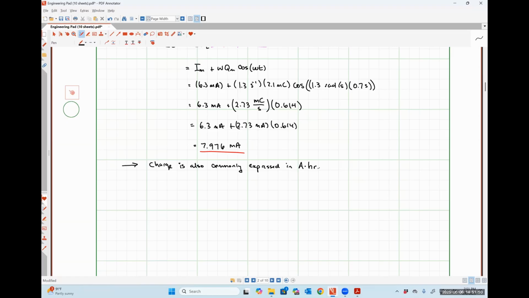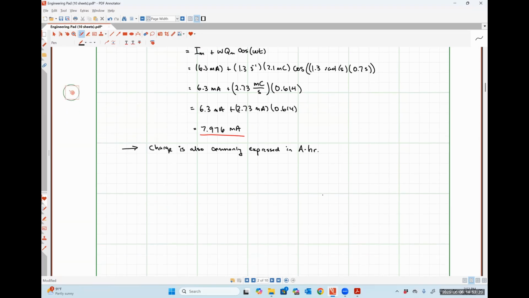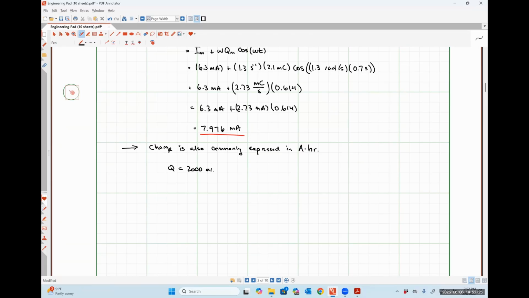And the reason why it's used, particularly with batteries and things like that, is because it gives you an indication of not only the capacity of charge that your battery can hold, but also how long it's going to take to fully charge your battery given a particular current. So what I mean by that specifically is that if you have a battery that's, let's say, 2000 milliamp hours, okay, so let me just write this out real quick. So Q is 2000 milliamp hours.